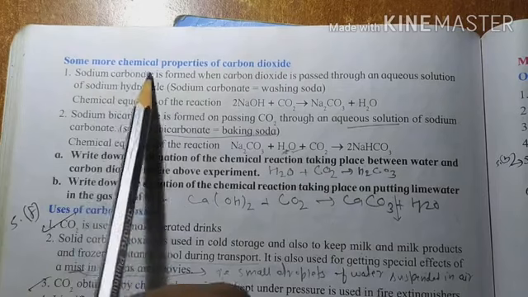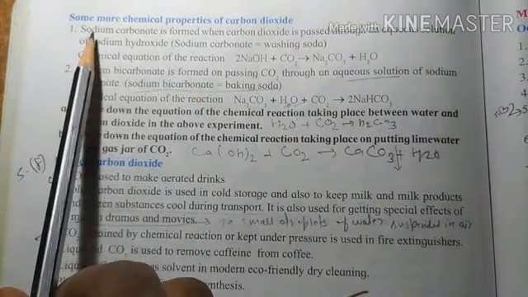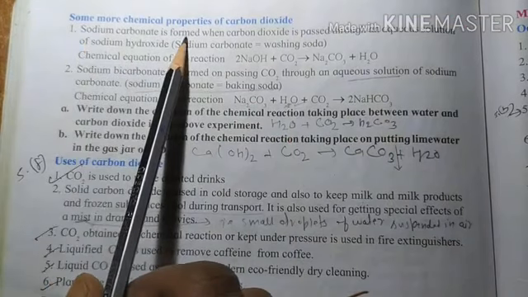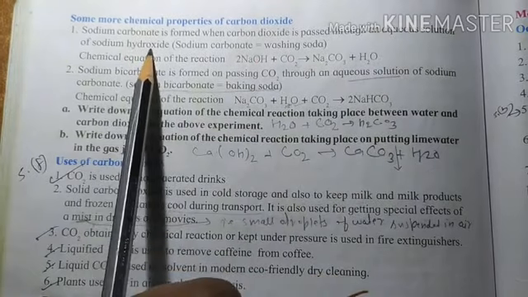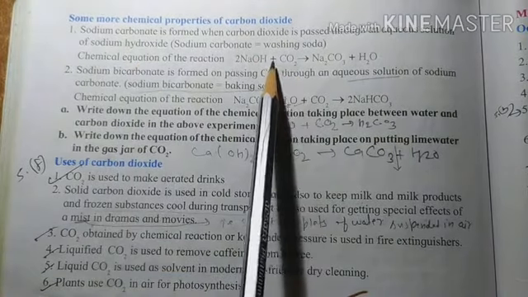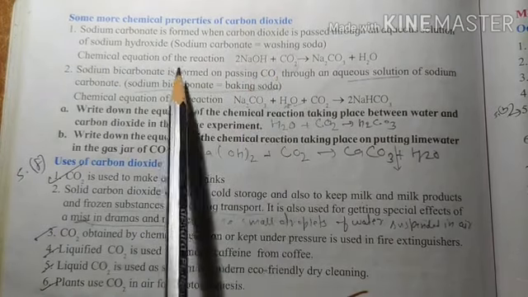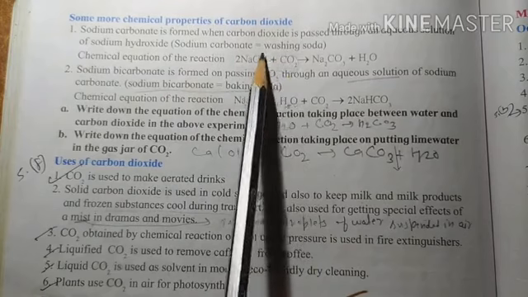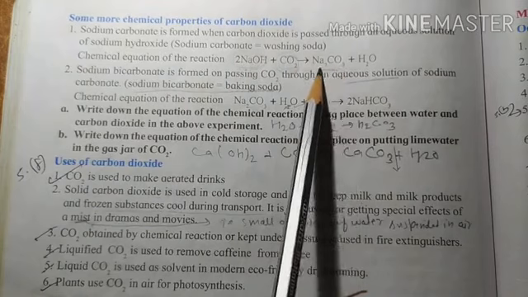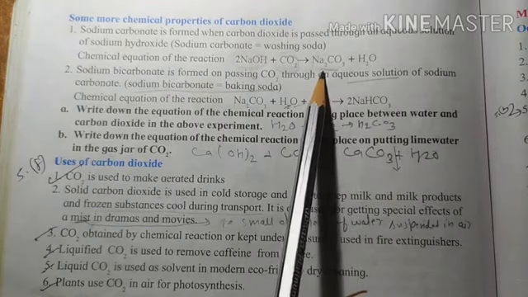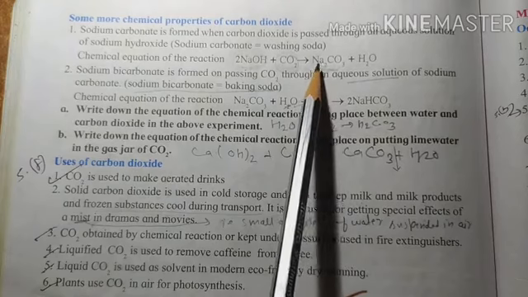Some more chemical properties of carbon dioxide. Sodium carbonate is formed when carbon dioxide is passed over an aqueous solution of sodium hydroxide. I have already explained this. If you pass carbon dioxide gas in sodium hydroxide, sodium carbonate will form. And this sodium carbonate is washing soda.